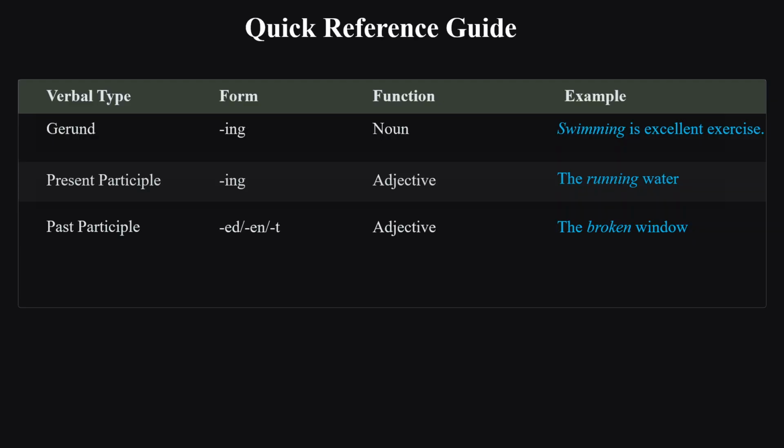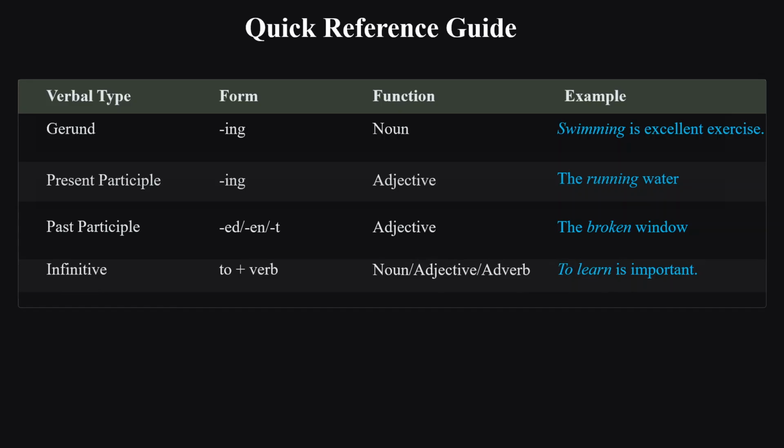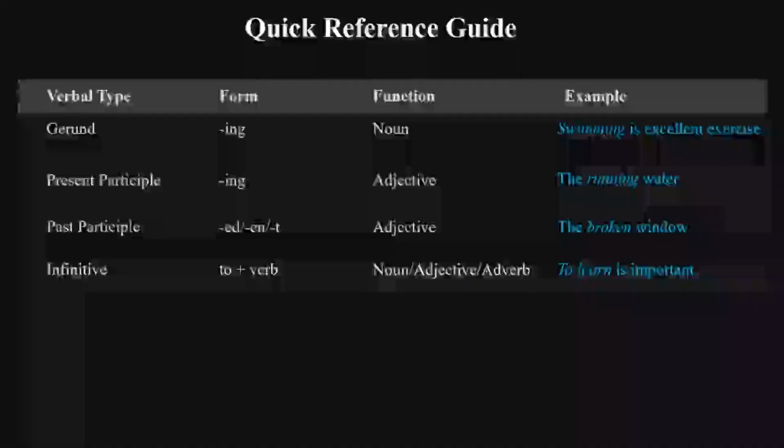Past participles end with ed, en, t, etc., apart from a few irregular ones, and they function as adjectives, as in the example where broken describes the noun window. What kind of window? Broken window. Infinitives are root forms of the verbs, with or without to, and they function as nouns, adjectives, or adverbs. As in the example, the infinitive to learn is the subject and acts as a noun.